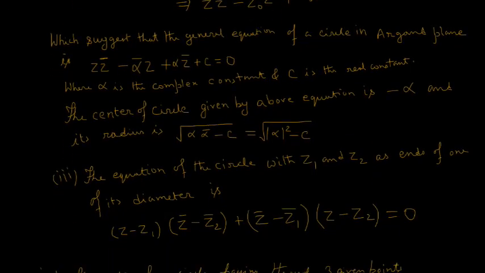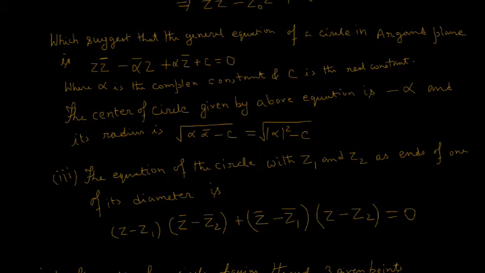Which suggests that the general equation of a circle in the Argand plane is z z̄ + ᾱz + αz̄ + c = 0, where α is a complex constant and c is a real constant. The center of the circle given by the above equation is −α, and the radius is √(|α|² − c) = √(α ᾱ − c).